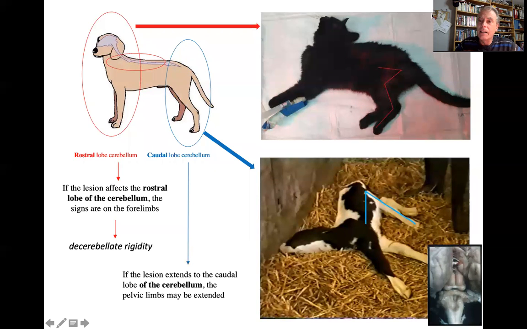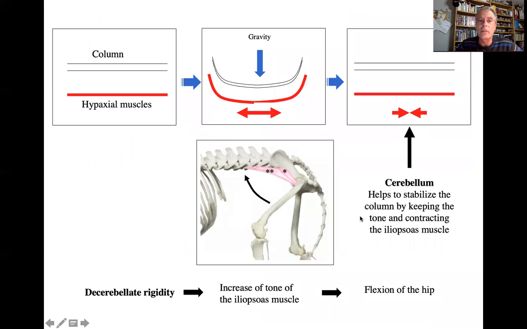Here we have two cases of decerebellate rigidity. In the first case, opisthotonos, as well as in the second, extension of the forelimbs. Here in the cat, there are flexed hind limbs, but here we have extended hind limbs. But what do they have in common? A flexed hip. We understand the hind limbs depend on the parts of the cerebellum that are affected. But what about the flexed hip? That is common in this situation.